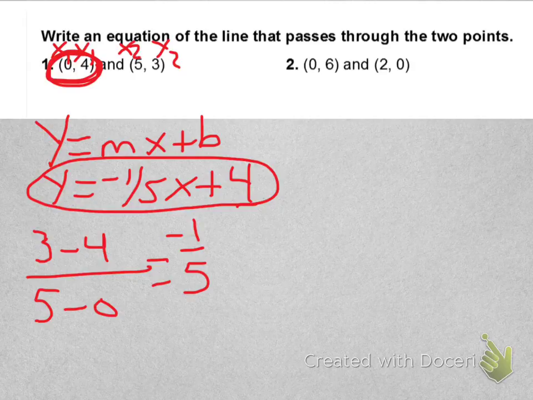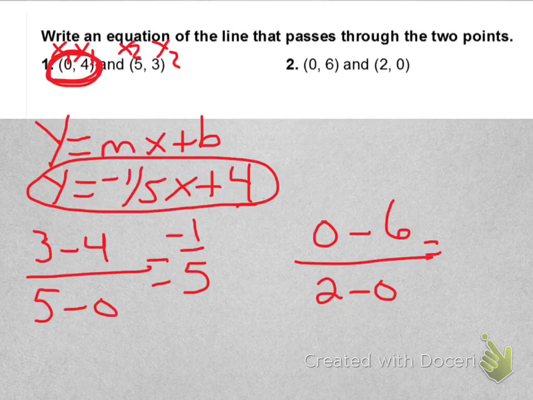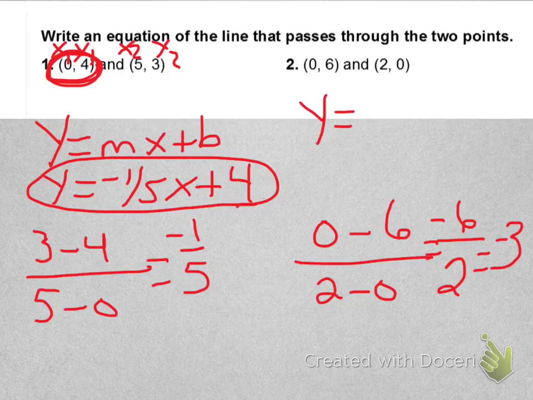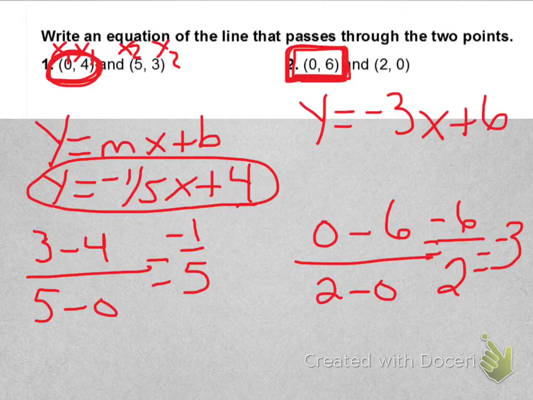So y2 minus y1, so 0 minus 6, and then 2 minus 0. So 0 minus 6 is negative 6, 2 minus 0 is 2, so negative 6 divided by 2 is negative 3. So y equals negative 3x. Once again, when my x is 0, that's my y-intercept. So 6 is my y-intercept. So we have negative 3x plus 6.